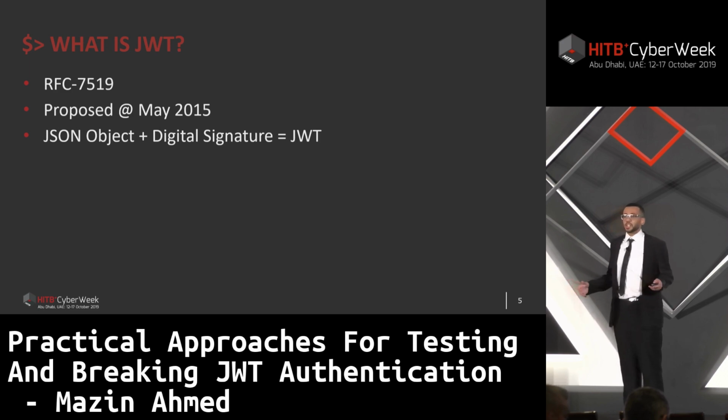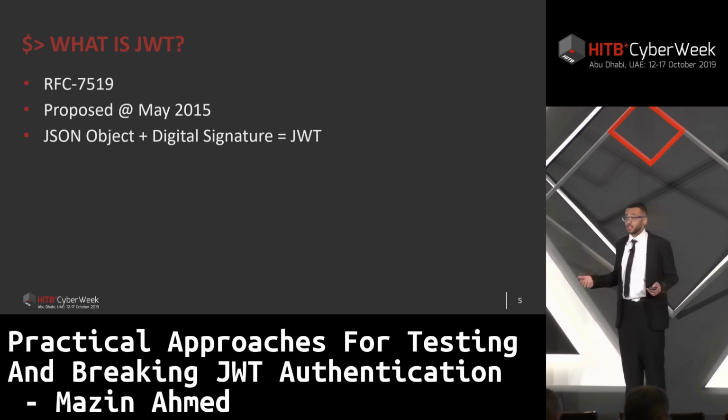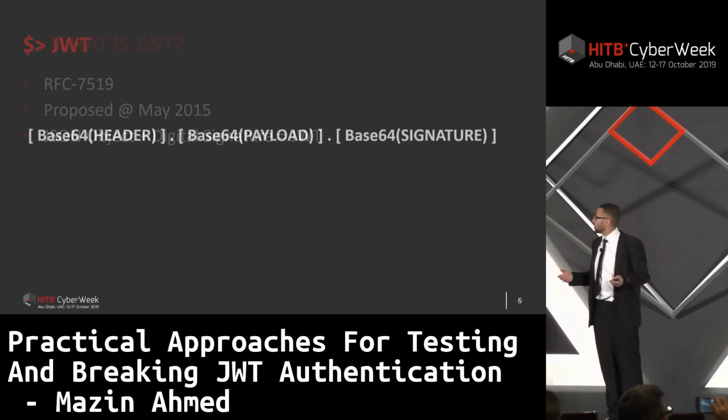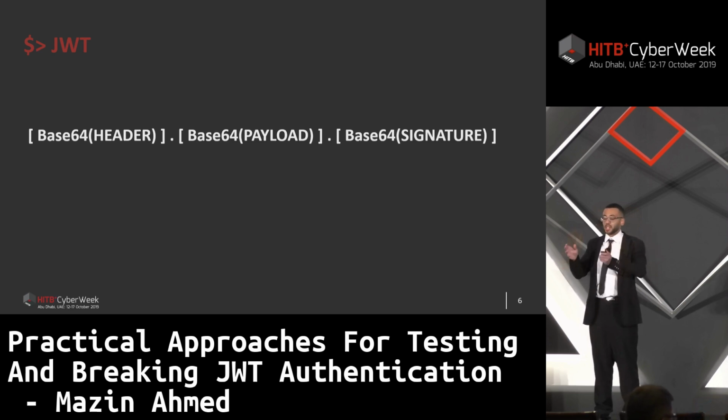So JWT is an RFC that was proposed back in May 2015. And basically it's the concept of JSON objects and digital signatures, or cryptographic signatures, composed together, and that gives you JWT. So it's something like this: the base64 of a header, base64 of a payload, and a signature. These 3 chunks make up the JWT token.